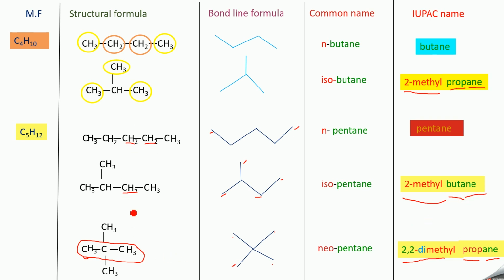Now these three structures, they are the chain isomers. So here this is a straight chain, a branch, and as well as a branch. So these are the chain isomers of C5H12. So totally 3 chain isomers are possible for this molecular formula C5H12. So this is about some of the compounds with their structural formula, common name, and IUPAC name. I will write the IUPAC name for some more structures.